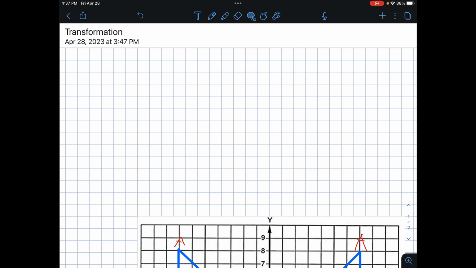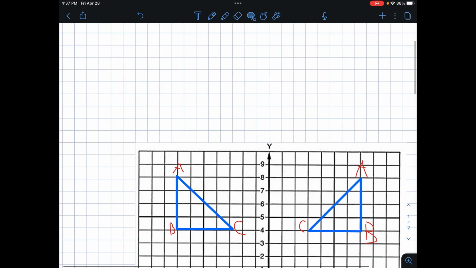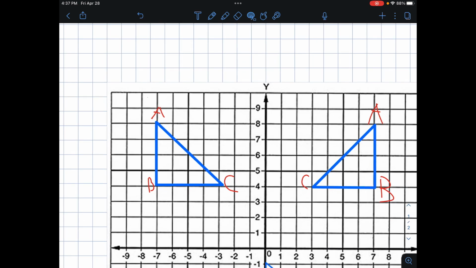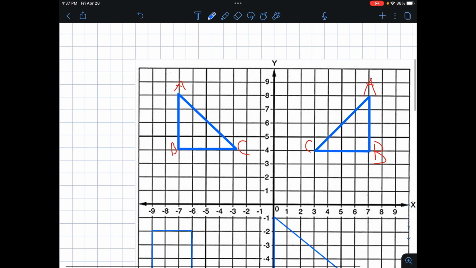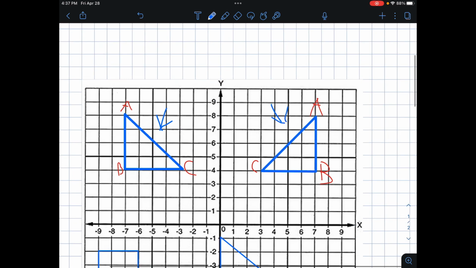Now, there are three different ways a transformation is able to change the preimage's position. The first way is reflection. It's pretty much just like a mirror. If you ever looked into a mirror, you would see yourself right here, and this would be your reflection. Both of them are exactly the same, height, width, length, whatever. The only difference is this one's now flipped around, and that would be reflection.